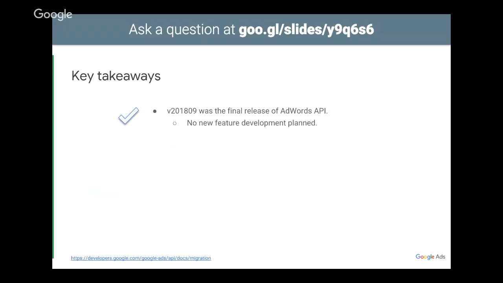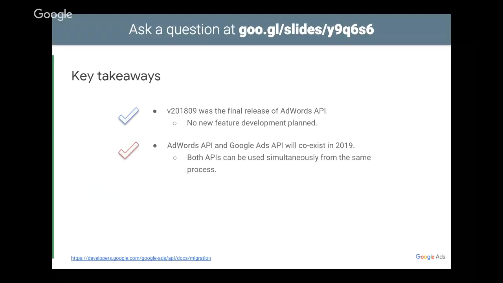that 2018-09 was the final release of the AdWords API. No new feature development is planned. So you can expect our efforts now are going to be shifting to the Google Ads API. New features will be released there. We are not going to necessarily backport any features and release them into the AdWords API. We will still be submitting bug fixes and making sure the AdWords API version 2018-09 still works and is production ready, and there are no problems with it. But for new features, all of our efforts are going to now be pointed to the Google Ads API going forward.